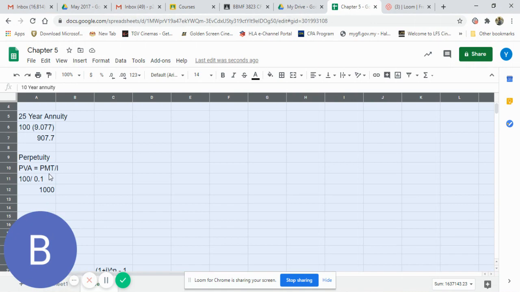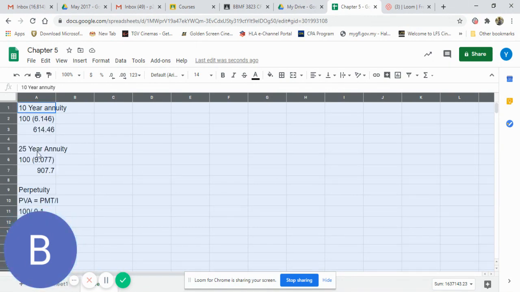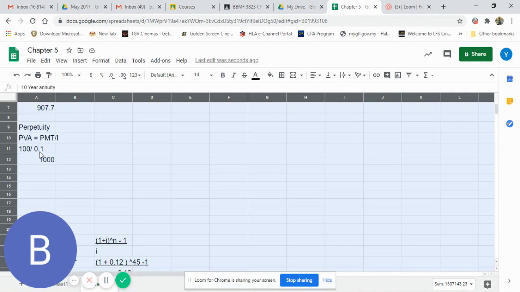And then for perpetuity, right? For perpetuity, the formula would be PMT divided by I. All right, PMT divided by I, which means your annuity is 100 divided by the interest rate 0.1. Therefore, your answer is 1000. Perpetuity means forever. All right, perpetual is forever. So N here is 10, here is 25, here N is perpetuity. Therefore, you use this PMT divided by I. So your answer is 1000.